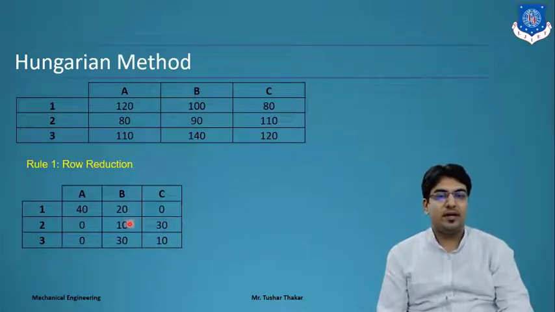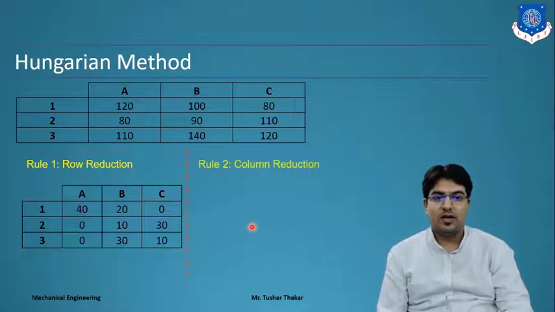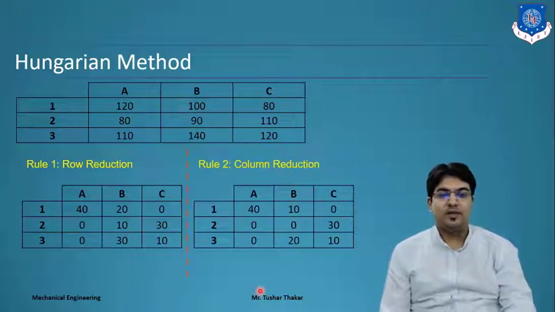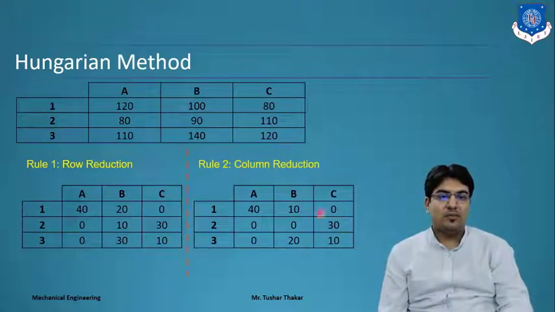So same thing, we have to take a minimum value and subtract it from the other two values, so we can get the column reduction. So here 10 is the minimum value, so the answer is 10, 0 and 20. Now check: do all columns have a 0, and do all rows have a 0? So what is the next step?